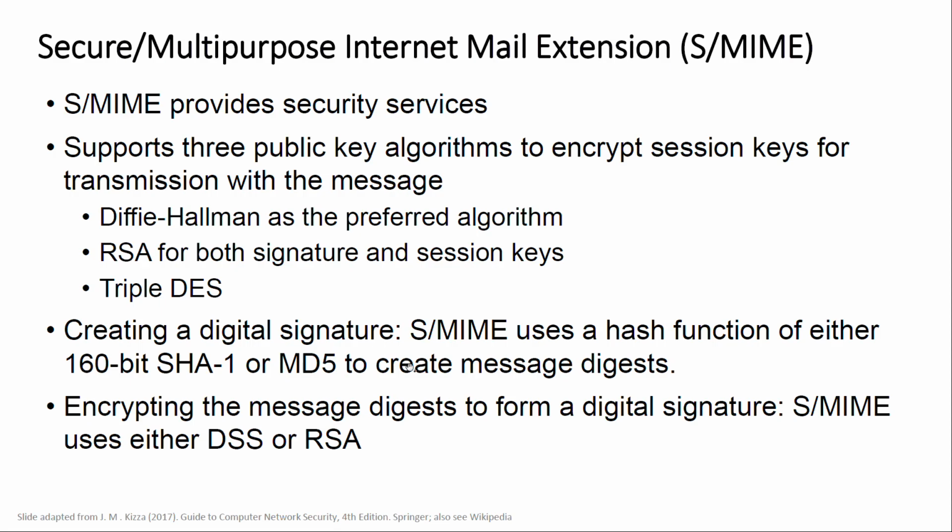Creating a digital signature is as follows. SMIME uses a hash function of either 160-bit SHA-1 or MD5 to create the message digest. As you can see, these protocols and proposals are old, so this is why they are using broken algorithms. SHA-1 and MD5 are broken, so you shouldn't be using them in practice. To encrypt the message digest and form a digital signature, SMIME uses either the digital signature standard or RSA.